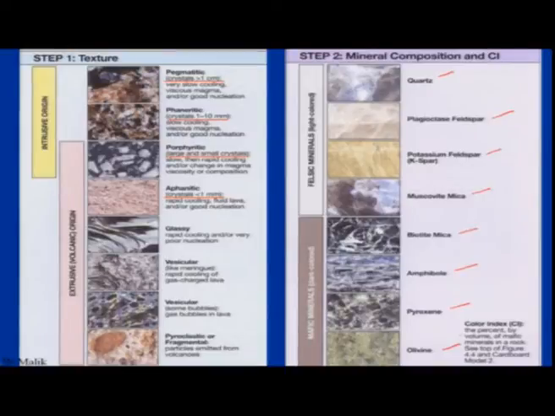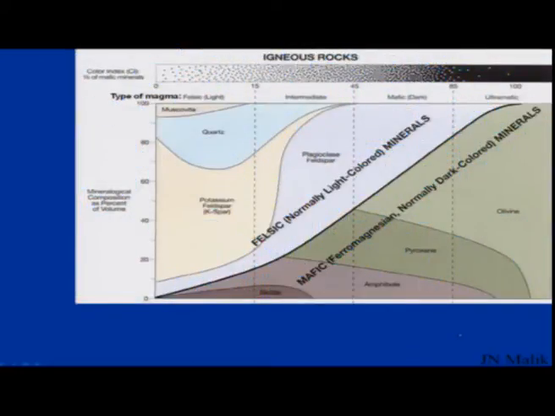So texture is the crystal size, and how the appearance we see of the rock surface, and then the mineral composition. So based on the color index, you can identify the felsic and mafic ones. Okay. Then coming to the other part, which again is the type of magmas. If you look at the type of magma, we are having felsic, which is light, okay, and then we are having intermediate, mafic, which are darker, and ultramafic.